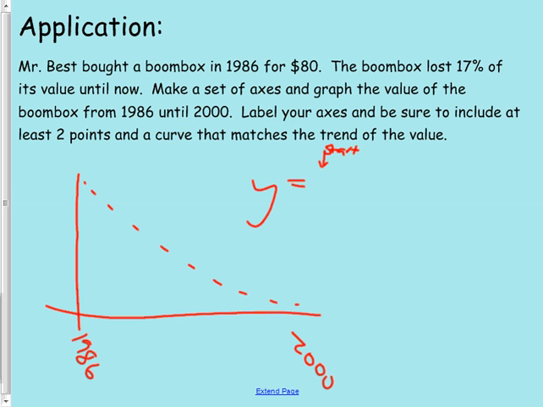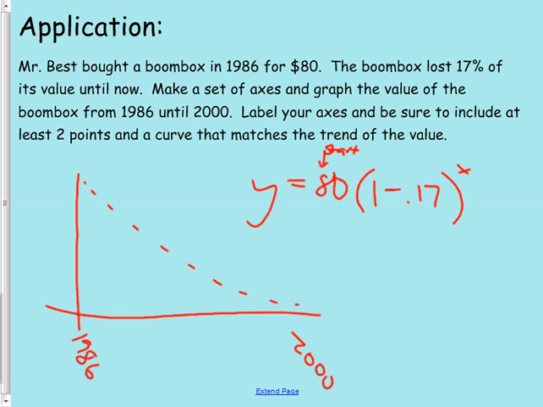And what was the starting value of the boombox? 80 bucks. Times, and then what goes in there? 1 plus or 1 minus, and in this case, 1 what? 1 minus because it's decay. And what? 17%. Does that make sense? They're going down 17%. And then you don't have to get creative with this x. It's just an x because this is an exponential problem, and so there's an x in the exponent.